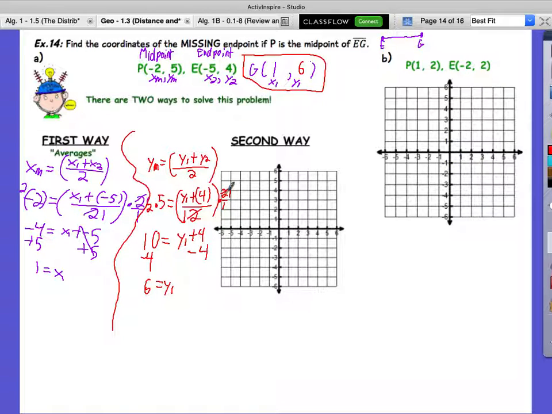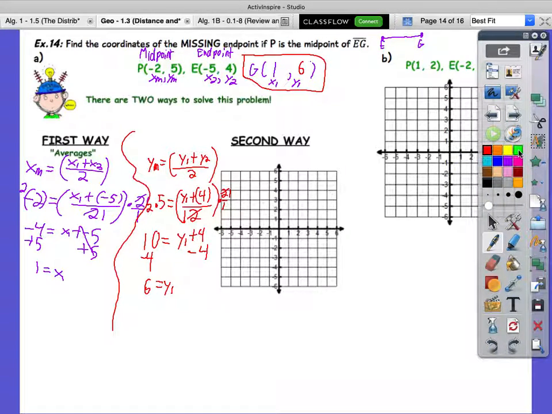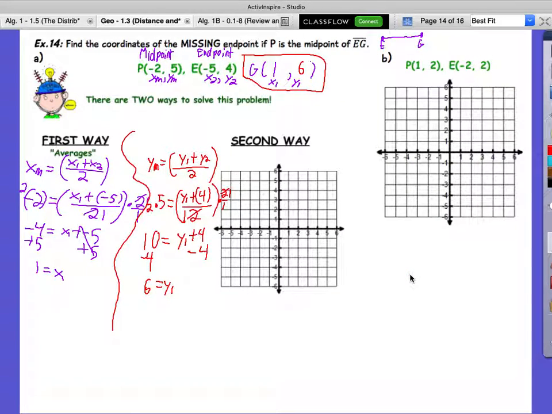Okay, let me talk about the second way we can do this. I guarantee you guys are going to like this more. The second way is to take these points, and what do we think we're going to do on this graph? Plot them. Okay, so let's go to negative 2 comma 5, and we'll label that point P, our midpoint. I'm going to do the same thing with our endpoint, go to negative 5 comma 4, and we'll call that point E.